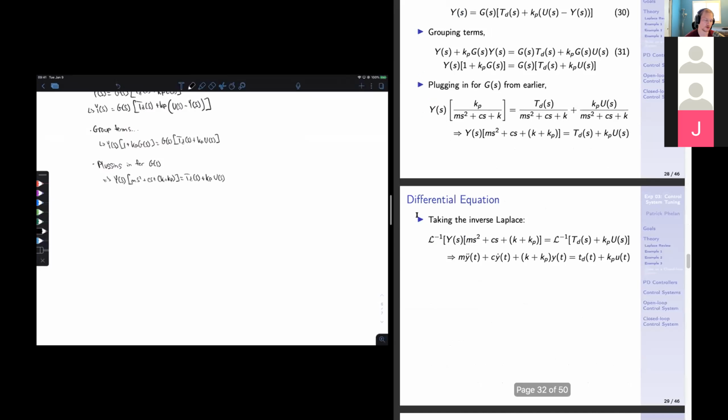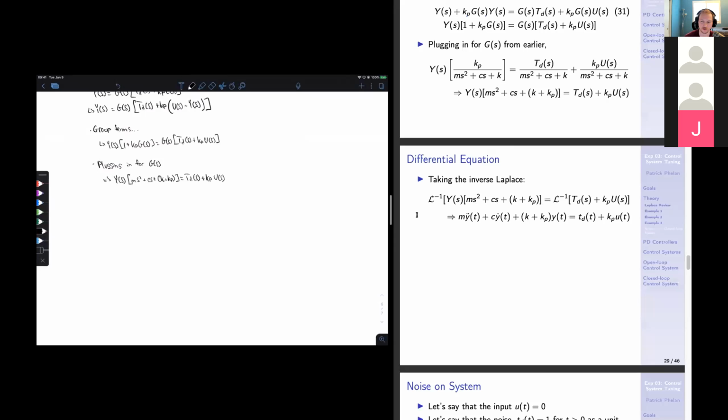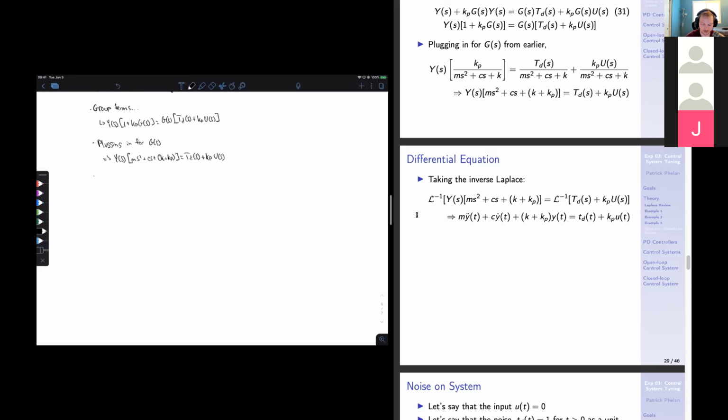All right, so now we want to get an expression here for the equation of motion for the output that we have, which is y. And in this case, if we solve for it, we'd be solving for the position. So we're going to take the inverse Laplace here, so we can go into the time domain.